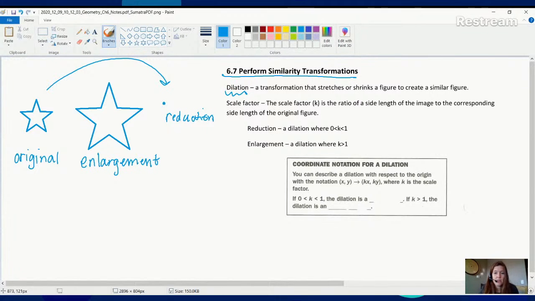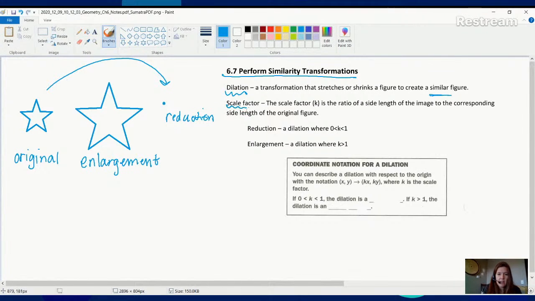So a dilation is a transformation that stretches or shrinks a figure to create a similar figure. So again, we're not warping it in any way. We're keeping the same proportions. We're just stretching it or shrinking it. Stretching, we're enlarging. Shrinking, we're reducing it, right? Okay, so that's what we're talking about. We're talking about dilations.